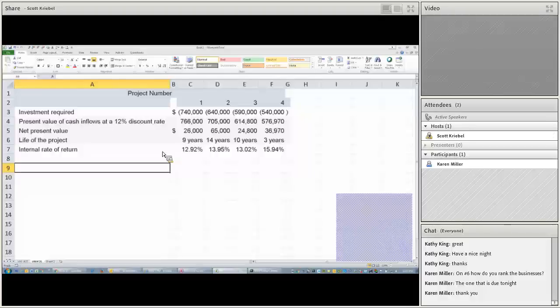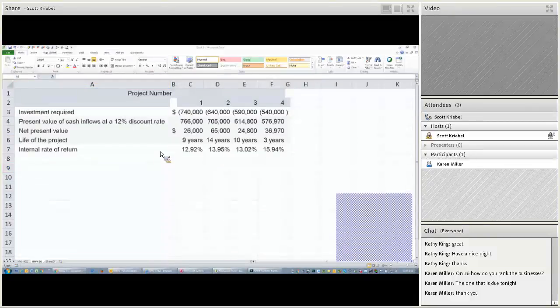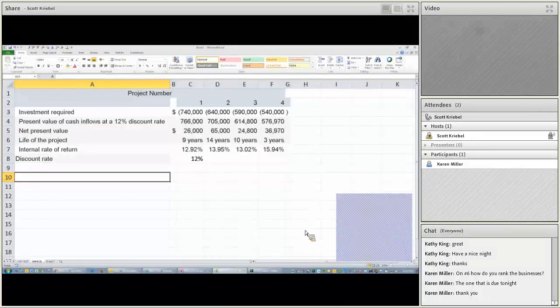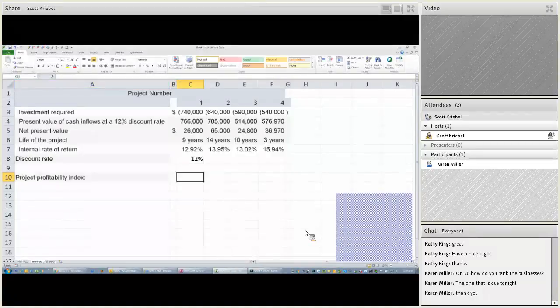Okay. So the first one is compute the project profitability index for each of the investments. And then their discount rate is 12%. Okay. So first, the project profitability index. So this is in your book, profitability index. Okay, but it's a pretty simple equation. It's just your net present value divided by the investment required.